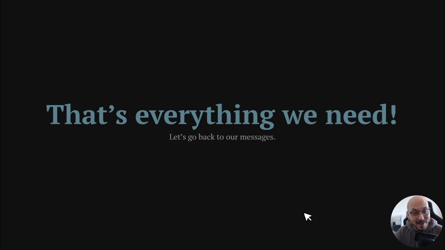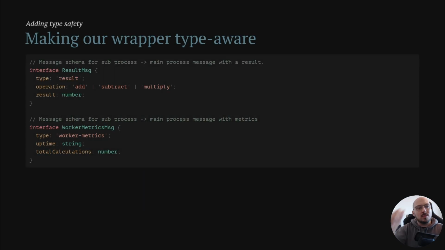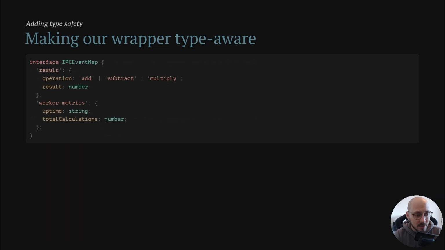So now that's everything we need. Those are the building blocks that we need to generate better types for our type system, for our event emitter. So now let's go back to our messages, right? These were the two messages coming from the sub process back to the main process. We had the result one and we had the worker metrics. Let's move those into a type map. So same exact kind of like signatures. We have result. It's going to have operation and the result. Worker metrics, that's going to have the uptime and the calculations.